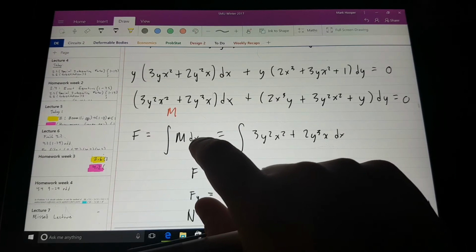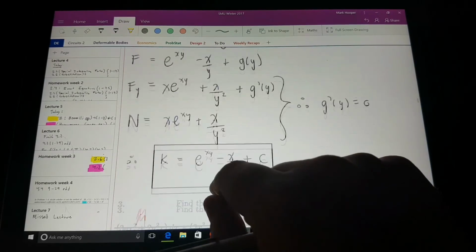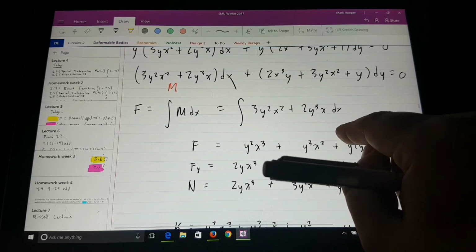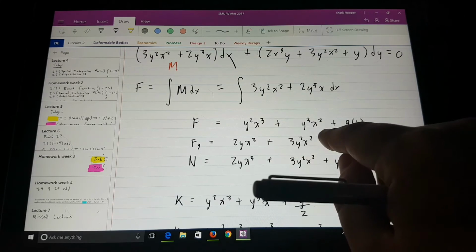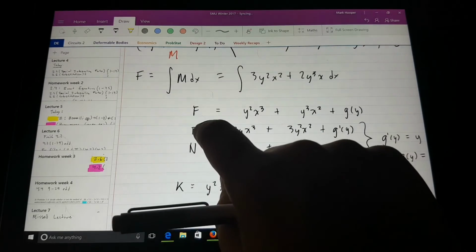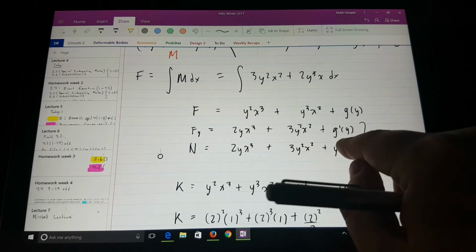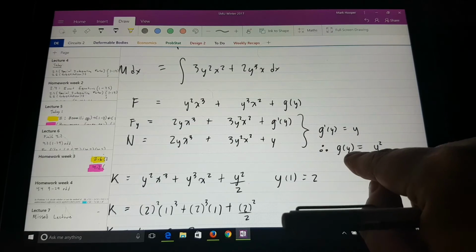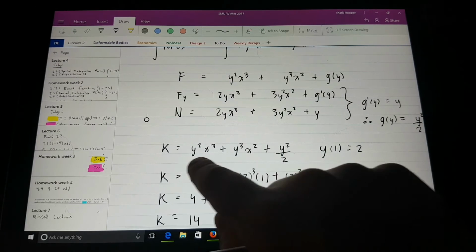So let's take m and integrate it with respect to x. Is that what I've been? Yeah, okay. We integrate it with respect to x and get this. Or sorry, that's m, and then we integrate it with respect to x. So x raises a power, that 3 drops out. X raises a power, that 2 drops out. Plus g of y. Take f with respect to y. So then that 2 comes down and that 3 comes down. And we get g prime of y. Compare that to that. So look, turns out g prime of y is y. So if we integrate that, then we're going to get y squared over 2. So k equals this.